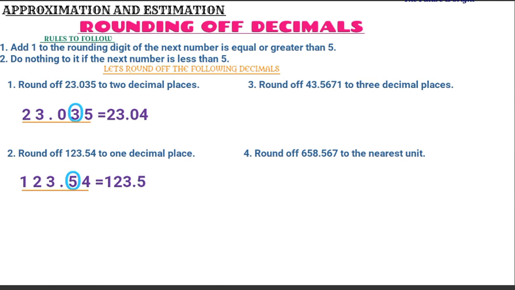So rounding off 123.54 to 1 decimal place will give us 123.5.